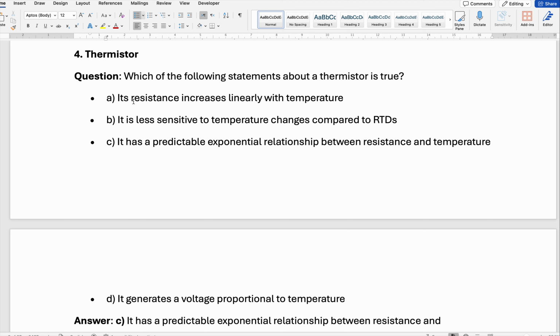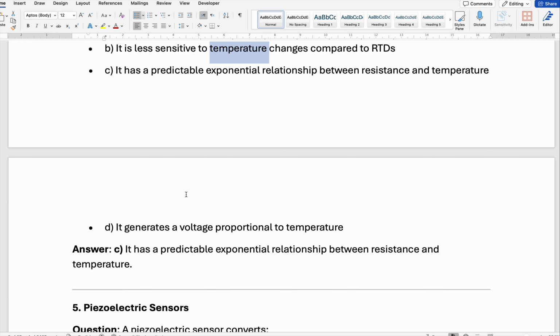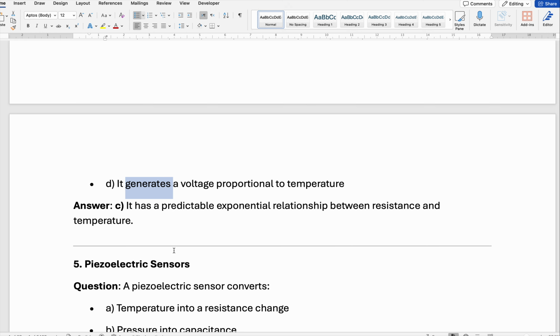Now, if I go to part A, resistance increases linearly. No, it's not linear. It is less sensitive to temperature. No, it's more sensitive compared to RTDs. It generates a voltage. Well, it's about the resistance that changes. It's not generating a voltage. Yeah, we are measuring the voltage, but it's not generating a voltage. Okay, so there's a difference.